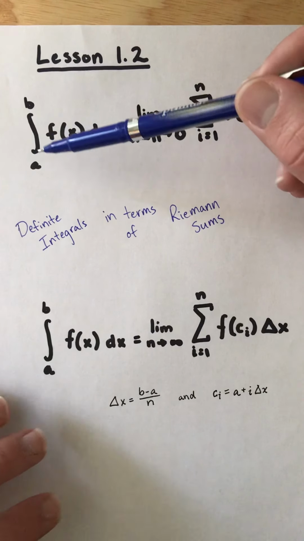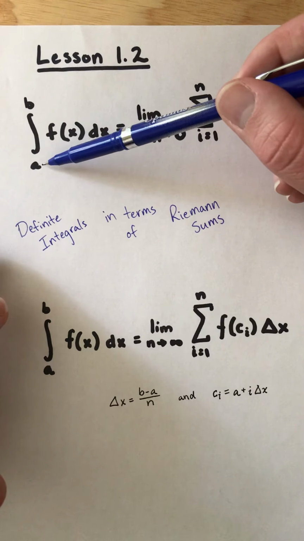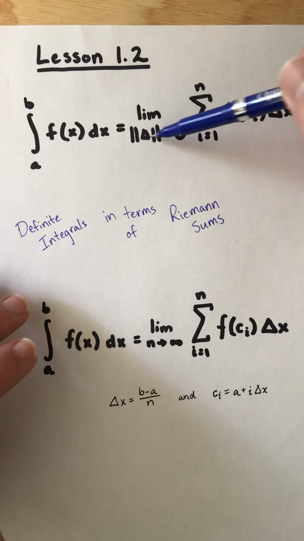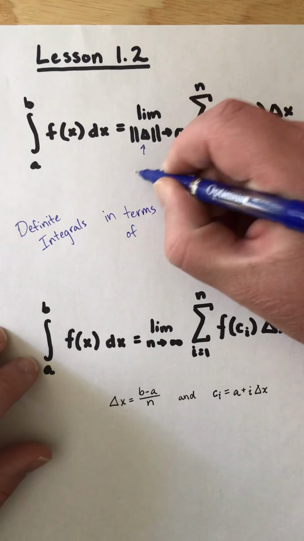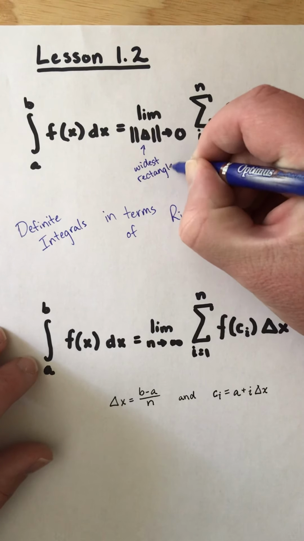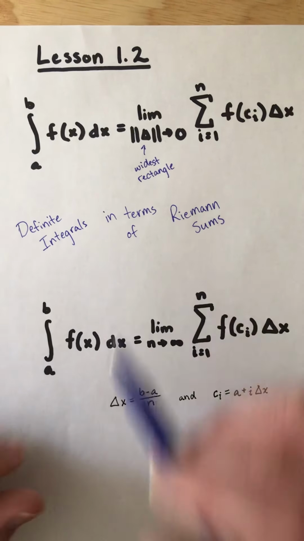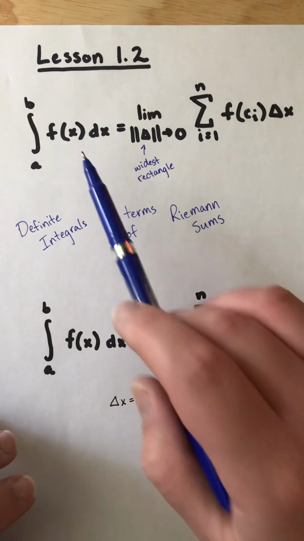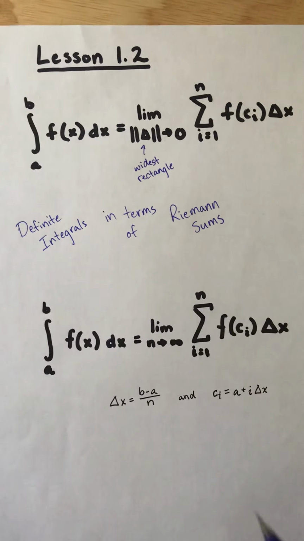So if I want to know the area under the curve f of x between x equals a and x equals b, I can take the limit as the norm of the Riemann sums goes to 0. Remember, the norm of a Riemann sum describes the widest rectangle. So as the widest rectangle goes to 0, the Riemann sum is going to get better and better as an approximation of the actual area. Now that's one definition of it. We don't use that definition a whole lot, but it does make kind of sense.